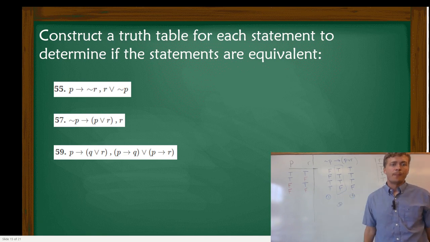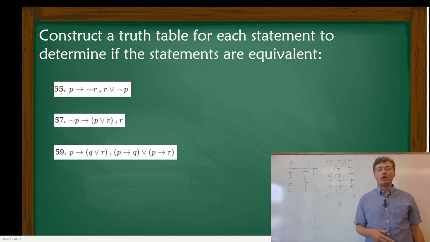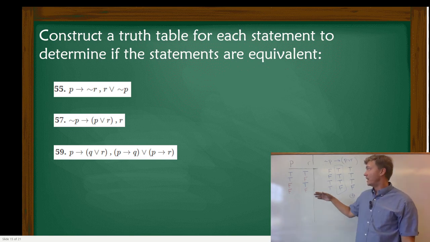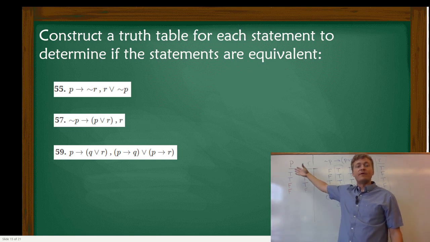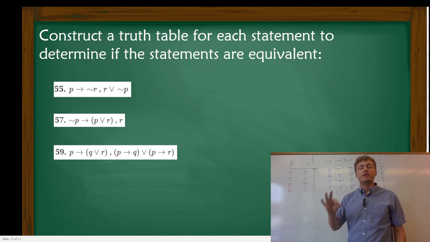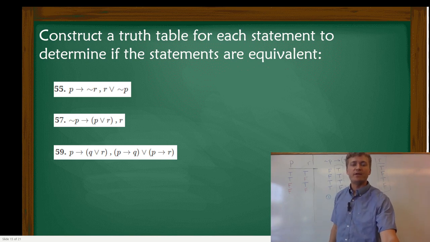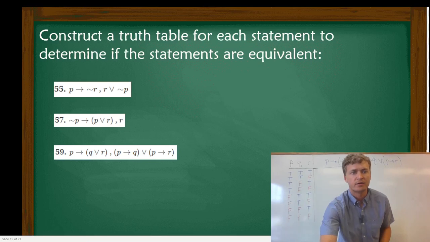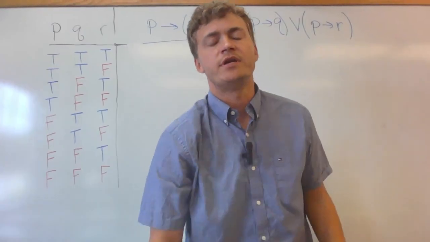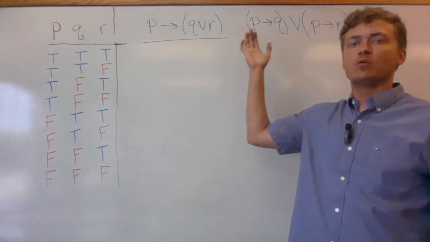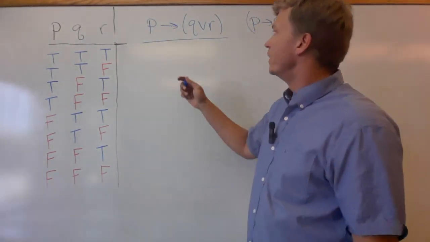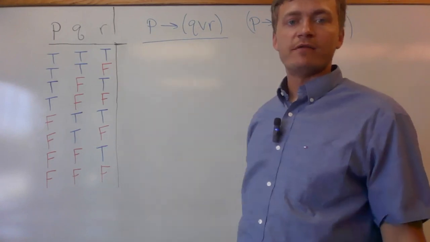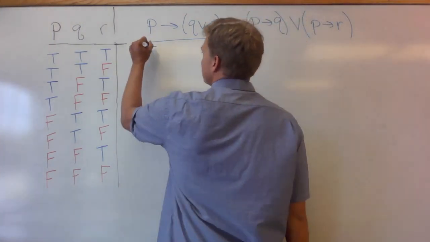Number 59. We have P, Q, and R all involved here. So we're going to have to get rid of the four rows. We'll have to go back to our eight rows here because we have three simple statements. Give you a moment to pause the video to create your eight rows correctly, and then we can determine if these two statements are equivalent or not equivalent. Looking here at number 59, I want to see if this statement is equivalent to this statement here. Well, we see that P is given by our four T's and four F's, so we'll write that out.